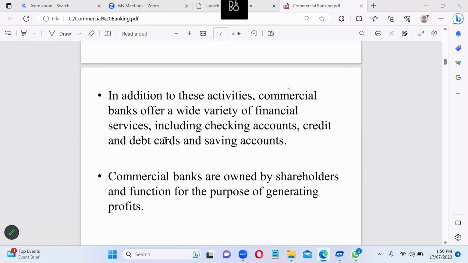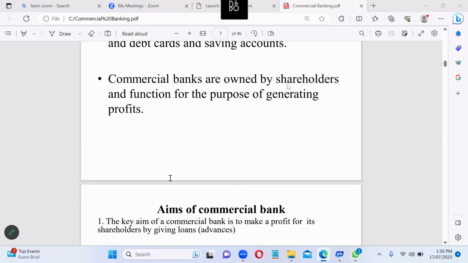Commercial banks are owned by stakeholders and function for the purpose of generating profit. Each and every commercial bank has the purpose of generating profit. So these are profitable entities or institutions, because their purpose is generating profit within the economy or nation.